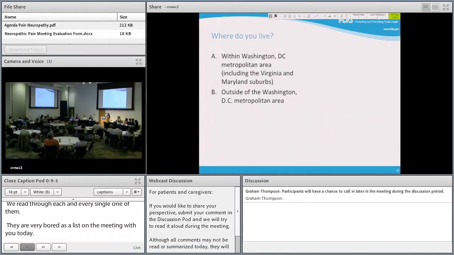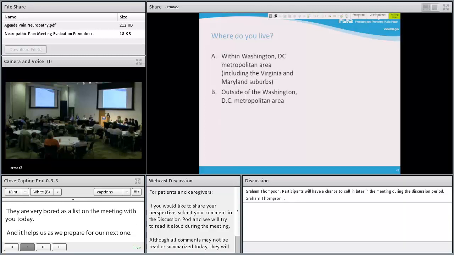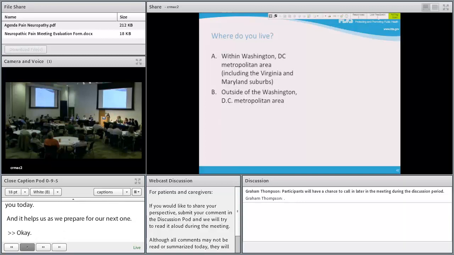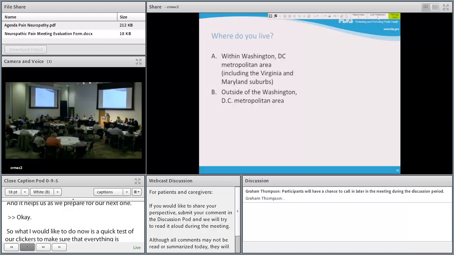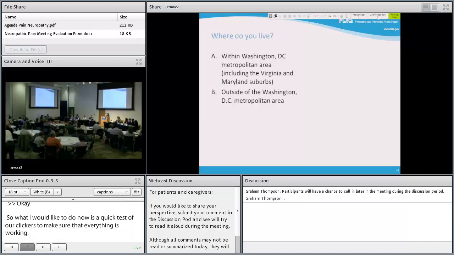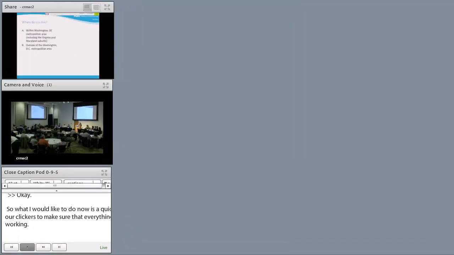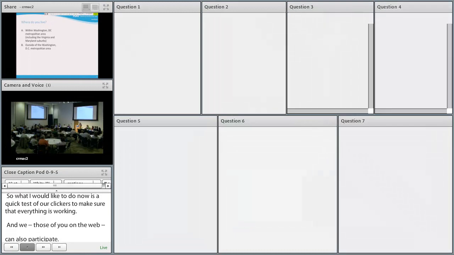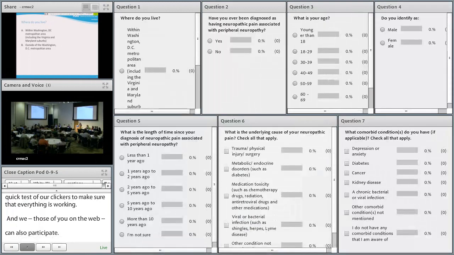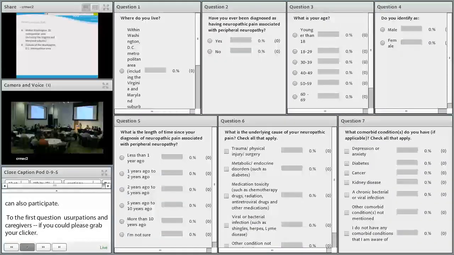Okay, so what I would like to do now is a quick test of our clickers to make sure that everything is working. And those of you on the web, you can also participate. So the first question, patients and caregivers, if you could please grab your clicker. The first question is, where do you live? Press A for within Washington, D.C. metro area, or B for outside of Washington, D.C. metro area.